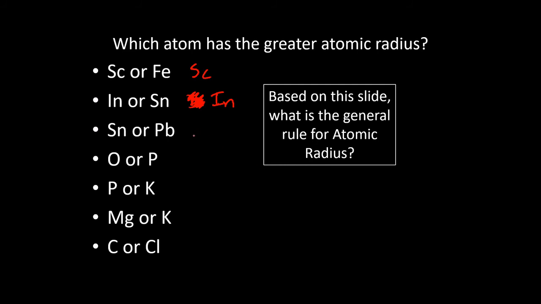All right, tin and lead. Lead is lower, but it's in the same group as tin, and so lead would be bigger. Because again, if it's in the same column, the farther down you go, the larger.